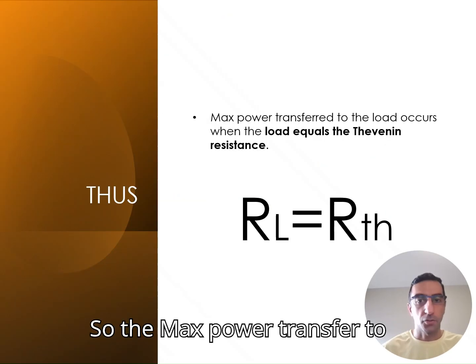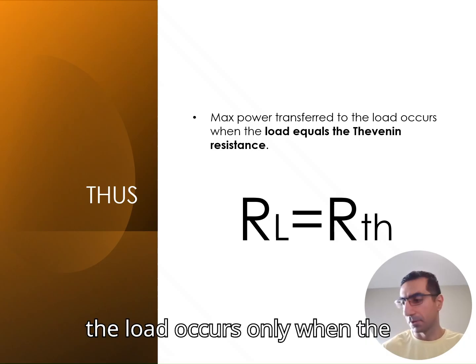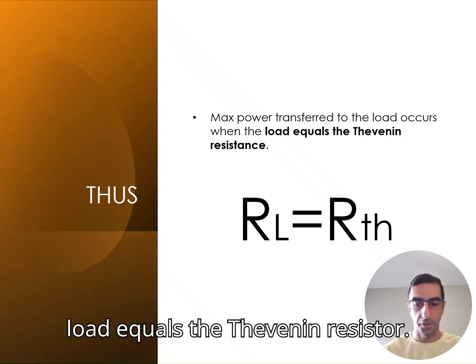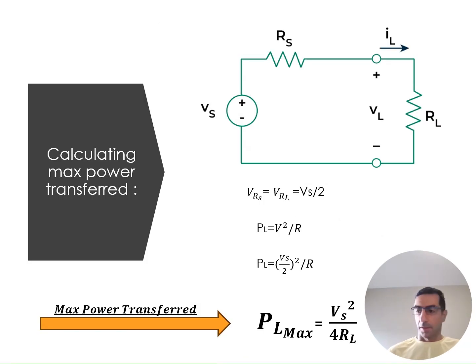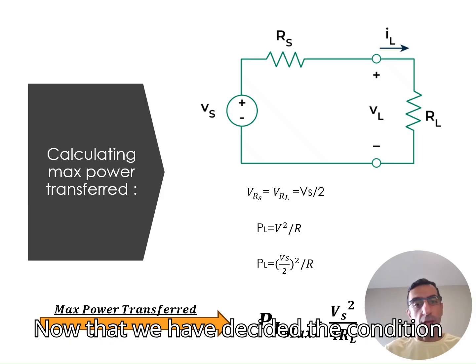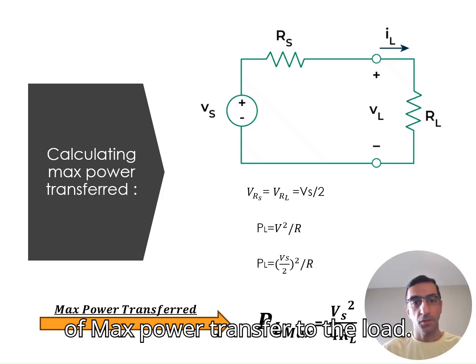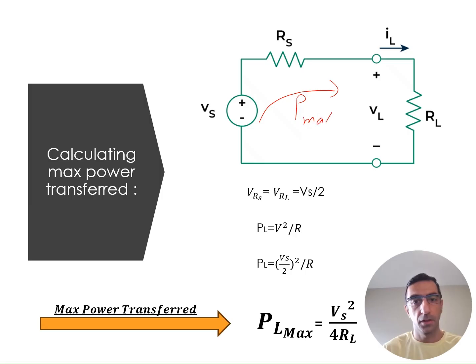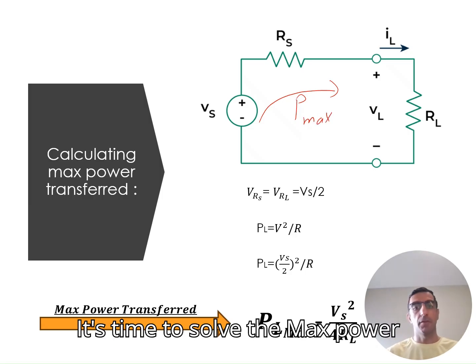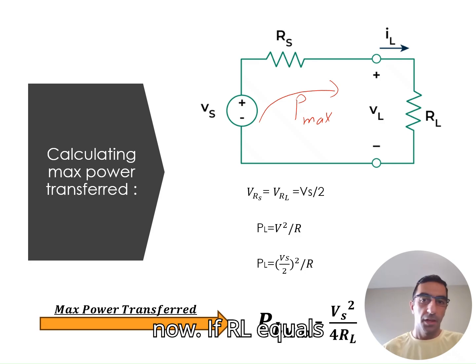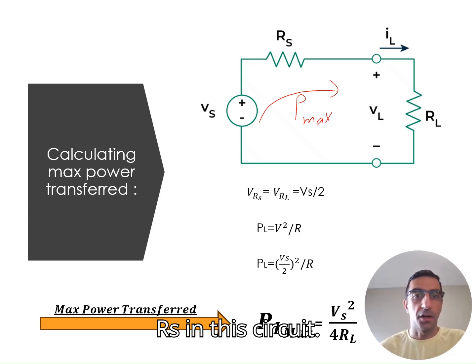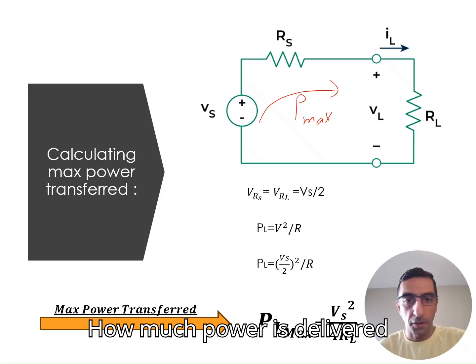So the max power transfer to the load occurs only when the load equals the Thevenin resistor. Now that we have decided the condition of max power transfer to the load, it's time to solve the max power now. If RL equals RS in this circuit, how much power is delivered to RL?